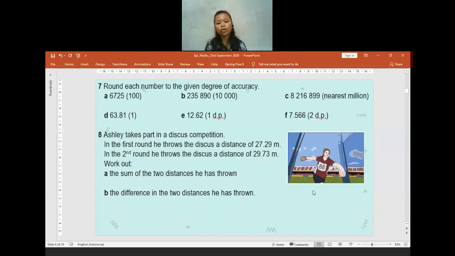For question 7, we have to round off the number to the given degree of accuracy. So the very first number is to the nearest 100, not to the nearest 10. Read the question properly. You have to round off the very first number to the nearest 100. So yes, the correct answer is supposed to be 6,700. If you write it as 6,730, it means you rounded off the number to the nearest 10. But the question asks you to round off to the nearest 100. That's why the correct answer will be 7,700. Now continue to question B.